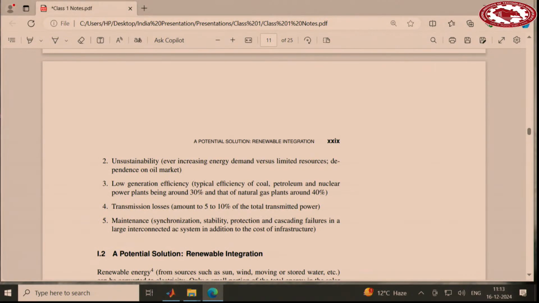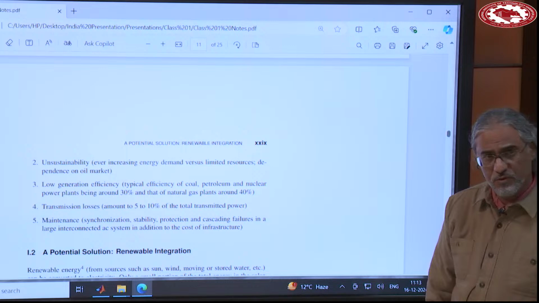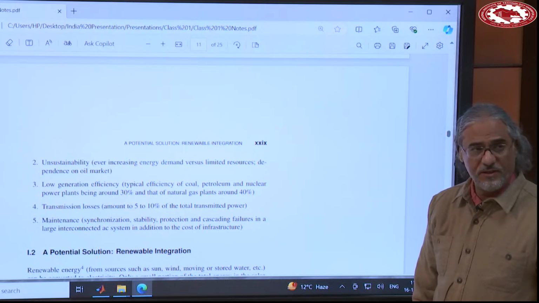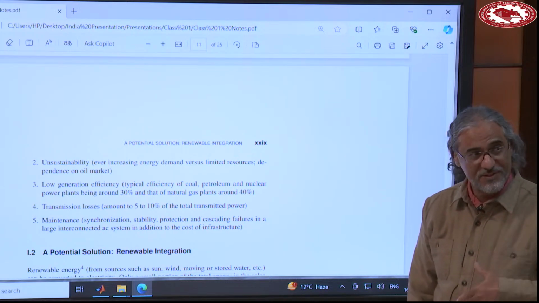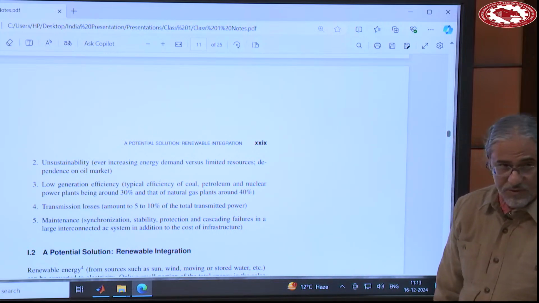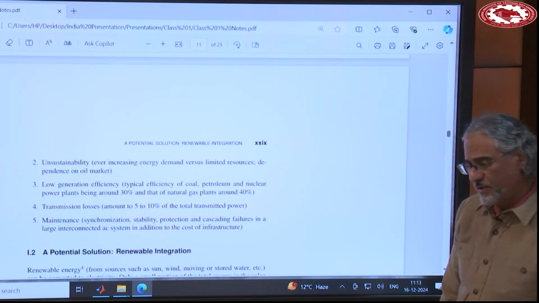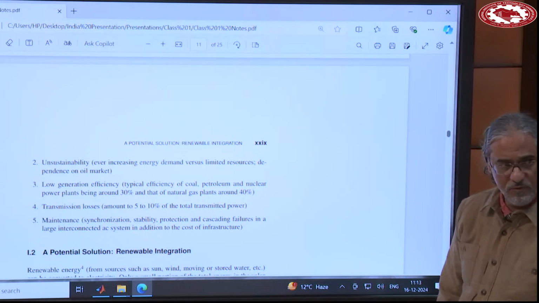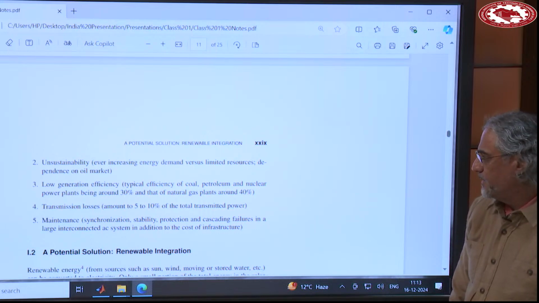Transmission losses: due to the nature of this power system, power has to travel from generation to distribution, and generation we often need to build far away from consumer sites because of pollution or because of the resources that are available at that site, not where we want to use them. So transmission losses are about 5 to 10%. So 5 to 10% of the power that we generate will be lost before reaching the destination.